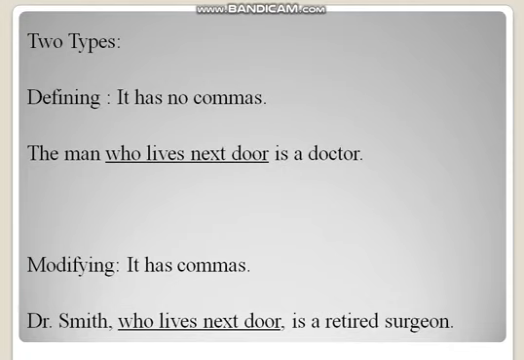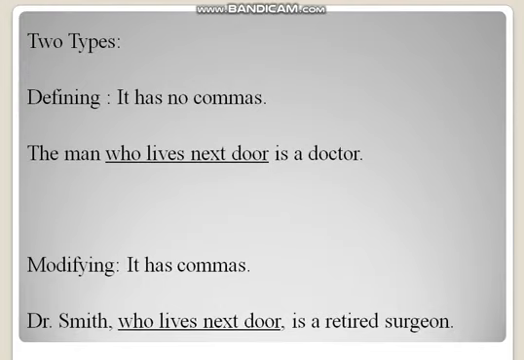Look at another one, then it would be more clear to you. Then we have modifying adjective clauses. They have commas. Remember that modifying adjective clauses always have commas in them. As you can see, Dr. Smith, comma, who lives next door, comma, is a retired surgeon.